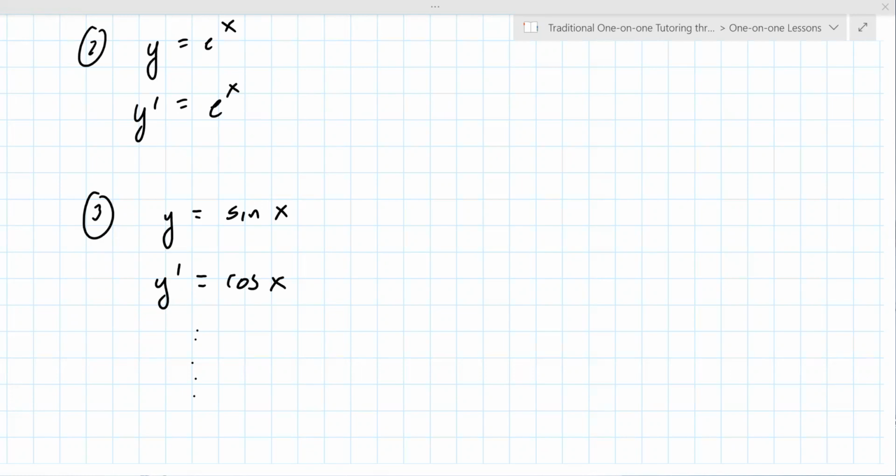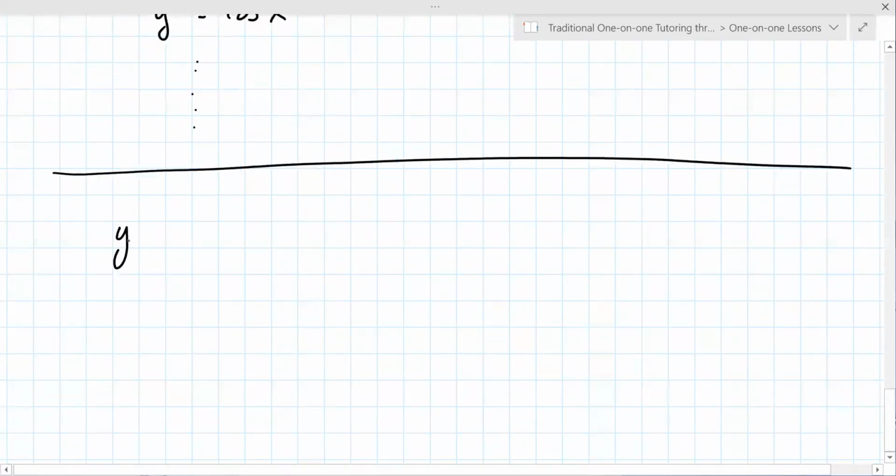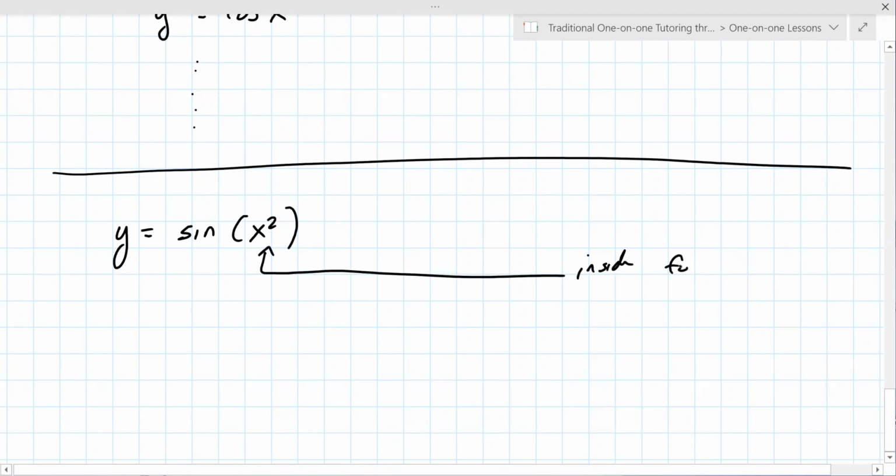So to do the chain rule, let's say I give you y equals sine of x squared. Okay, there's an inside function here. This inside function we often call u. We say u equals x squared. So the rewrite step here is y equals sine of u. Is that okay? Is that clear? Because u is really x squared over here.